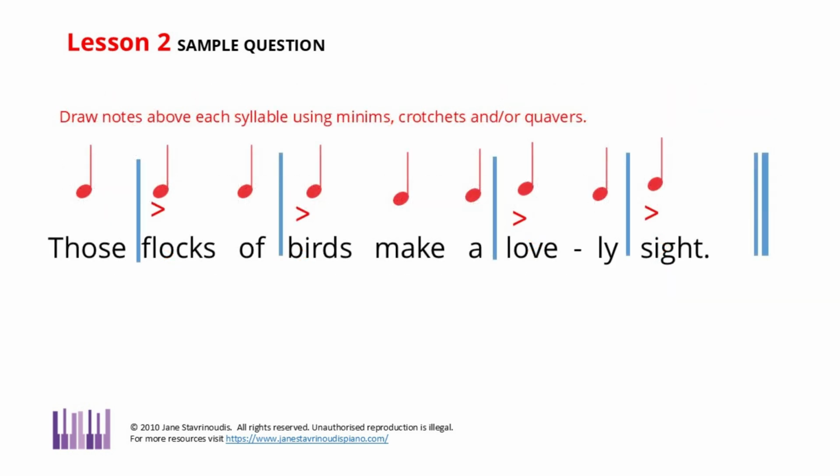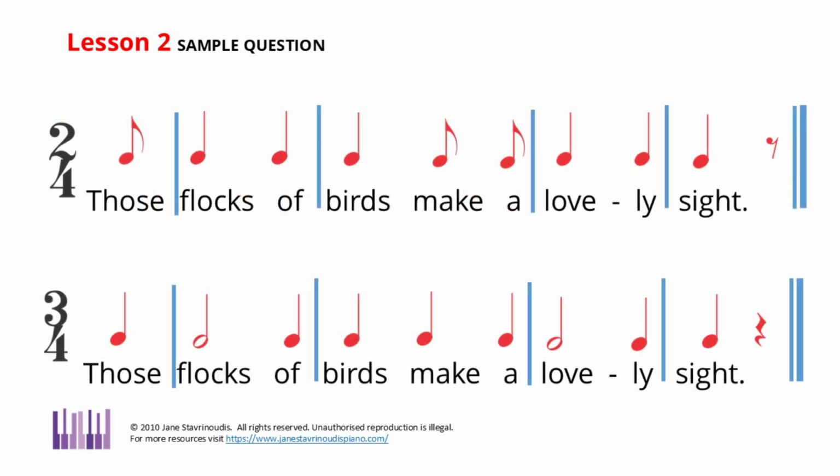Most of this example looks like it could be in 2/4 time, but it could just as easily be 3/4 time because of bar 3. Either of these answers is accurate, and notice how the final bar is completed with a rest as well as taking into account the anacrusis at the beginning. The 2-4 answer sounds like this. 1, 2. Those flocks of birds make a lovely sight. The 3-4 answer sounds like this. 1, 2, 3. 1, 2. Those flocks of birds make a lovely sight.